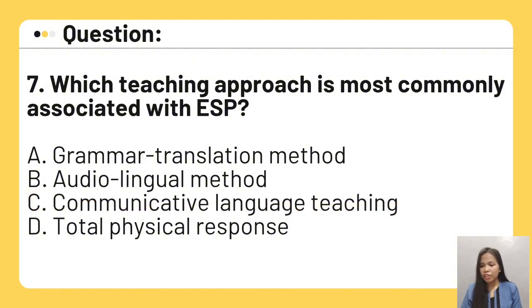So why are the others incorrect? The choice A focuses on translation, less on practical use. Choice B emphasizes repetition over context. And the choice D is more suitable for beginners and young learners.